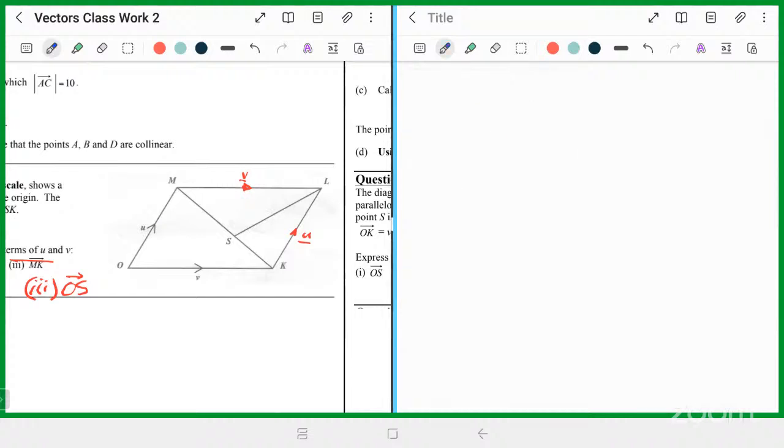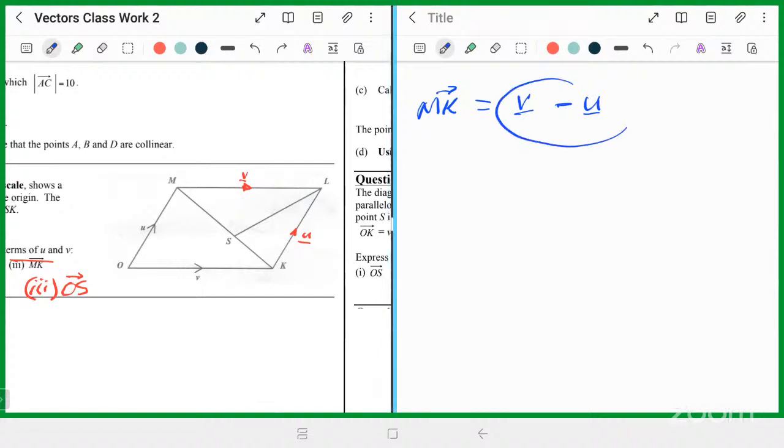That the vector MK, I use the V to go out to L, and then minus U to go down to K. And that is it. Simple as that. That is vector MK. All right.